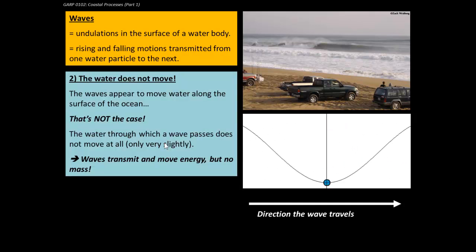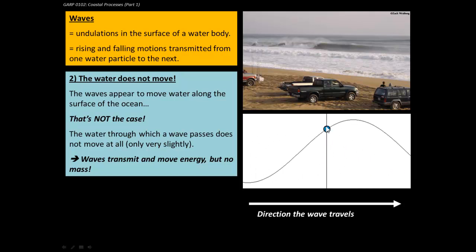The water itself does not move horizontally, and that's a little bit counterintuitive, because when you look at the wave and you stand at the beach, it appears as though water is moving from the ocean towards you, but that actually is not the case. The water through which a wave passes through does not move horizontally. It moves up and down, as you can see in this animation here.